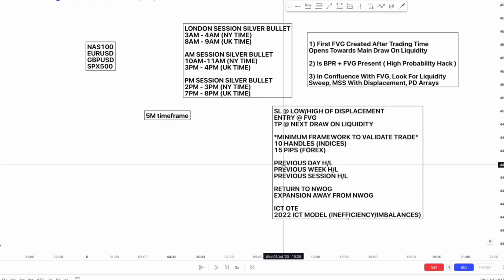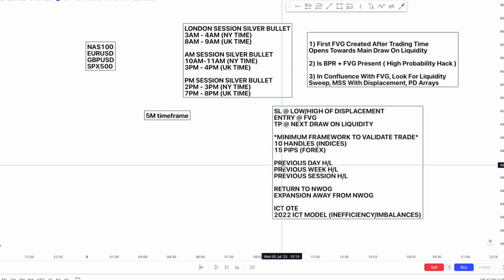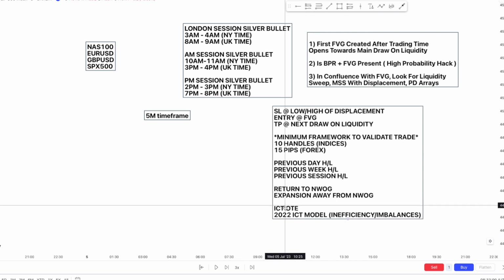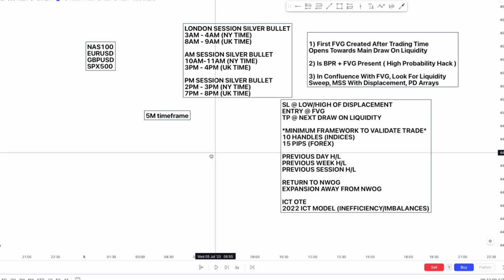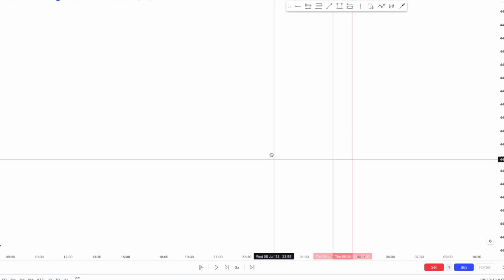So we can actually take some of these rules right over here into consideration. We can have the liquidity points being previous day high and low, previous week high and low, previous session high or low, return to new weekly opening gap, expansion away from new weekly opening gap. These are just all the liquidity, the kind of stuff you can have. ICT optimal trade entry, 2022 ICT model, which can be the inefficiency plus imbalances. It's very simple. These are literally all the rules, and when I show you this, you will fully understand it. So let me actually show you 2 examples right over here, which will help you understand it.